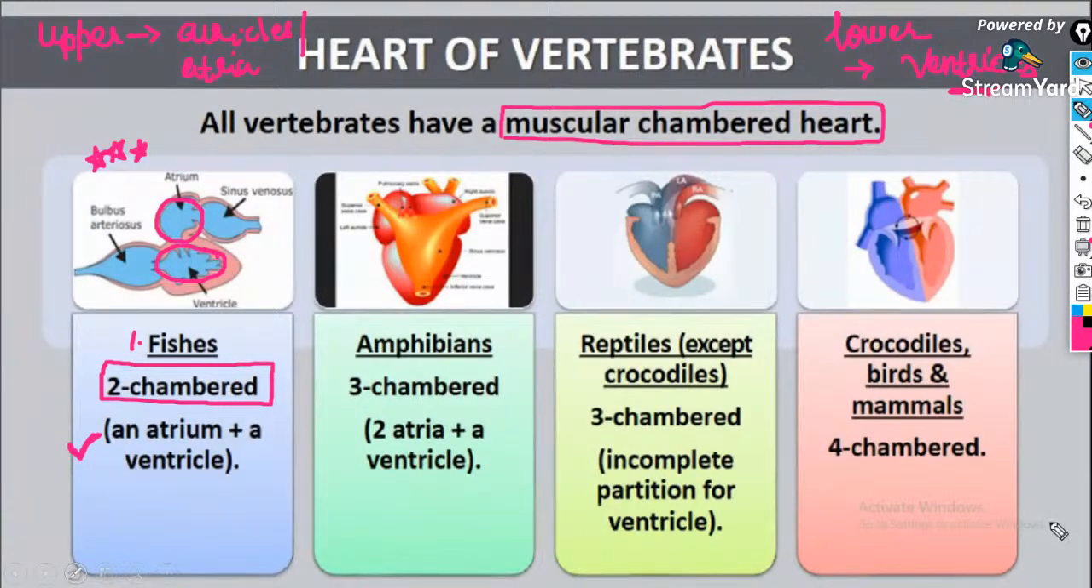But look in case of human beings, mammals, and birds, along with crocodile. What is crocodile? Very important question. Name how many chambered heart is present in case of crocodile. Crocodile has a four-chambered heart, even though it is a reptile. Look, exceptions are very important in biology.